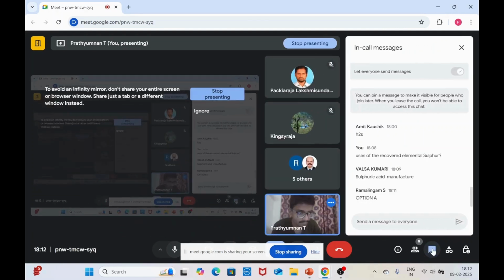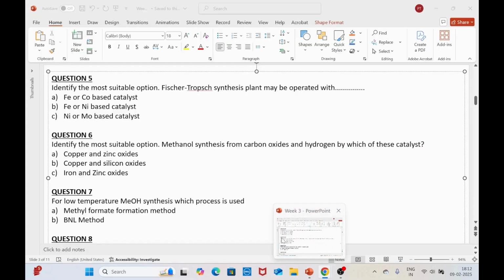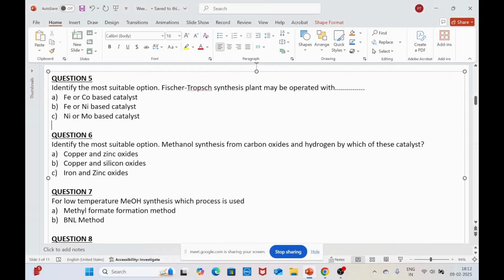We have a response. Option A. Yes, this is the iron or cobalt based catalyst. As I said, this Fischer-Tropsch synthesis is used for the utilization of the syngas, where the syngas is converted to other forms of derivatives.